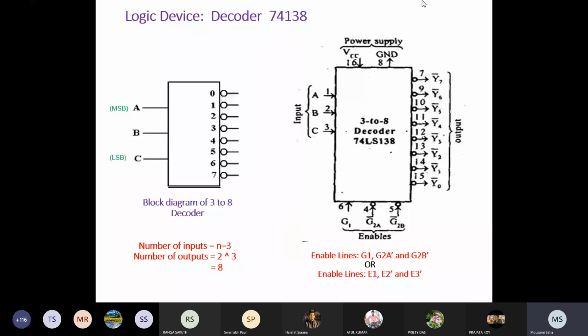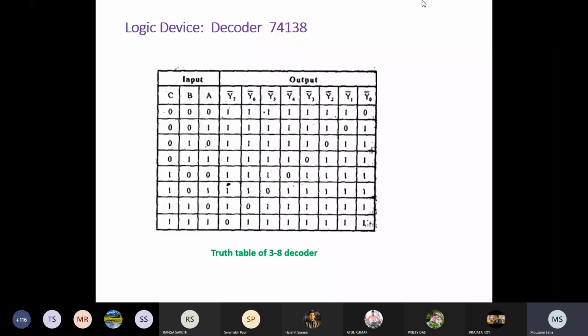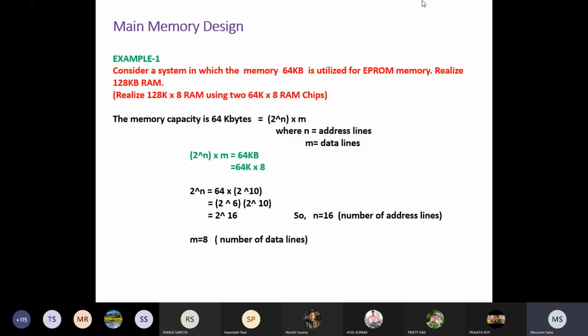Now this is the same as the truth table. The truth table explains that if all inputs are 0, then y0 bar will be 0, and similarly for 111, y7 bar will be 0. So at a time only one device can be selected with the help of logic value 0, because the uniqueness you can find from this truth table: whatever the input, the corresponding output line will be 0 and the others will be 1. Clear?